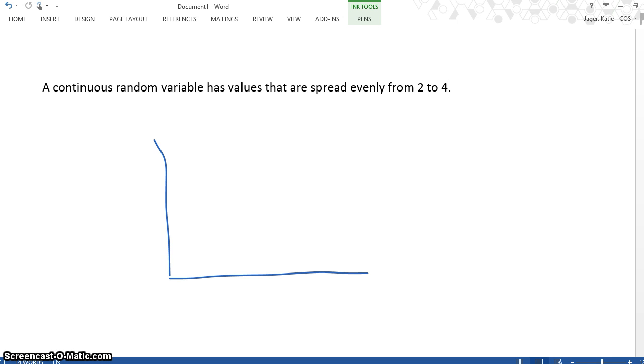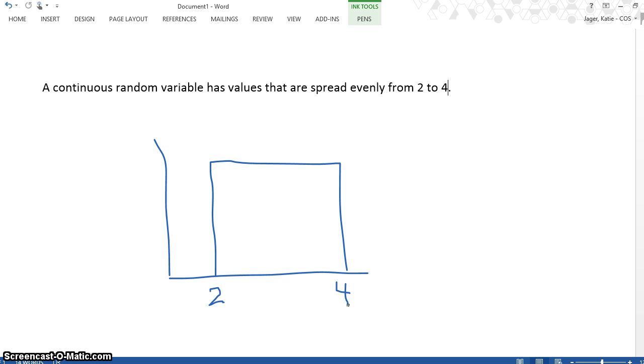Hello class, this is a quick video on how to do a uniform distribution problem. In this particular example, we have a continuous random variable that has values that are spread evenly from 2 to 4. That "spread evenly" is a key phrase telling me this is going to be a uniform distribution, which means the probabilities for this random variable are all equal to one another. They have an equal chance of happening, and it's from 2 to 4.